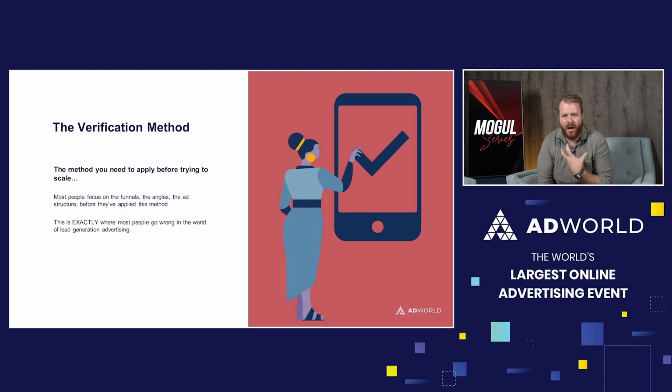Right? They go, I've got this amazing ad structure. I've got all these amazing content. I know what to do with my ads, but they haven't verified it. This is exactly where people go wrong. This is the biggest problem that I see with most people, is that they go and try and throw something out which hasn't been verified yet.